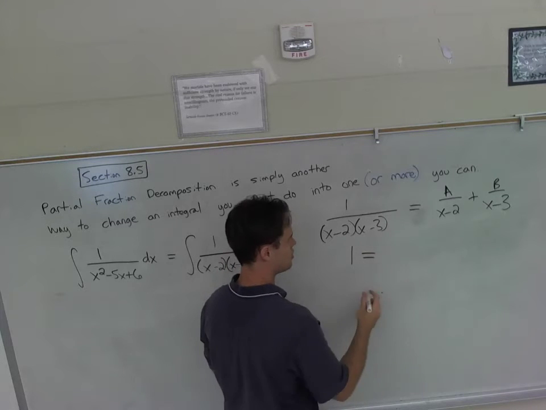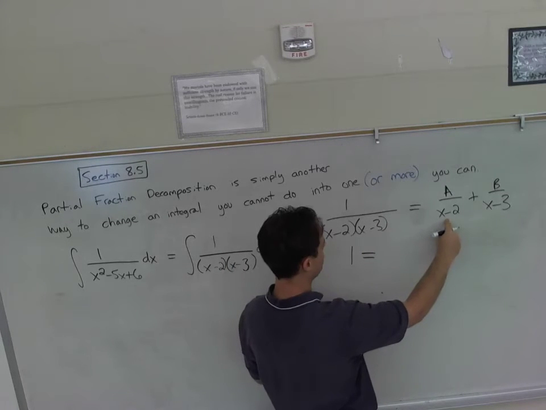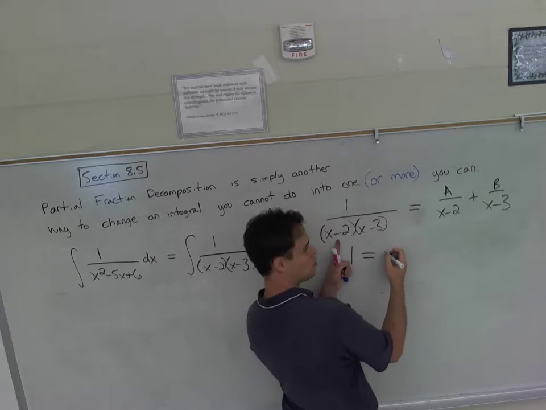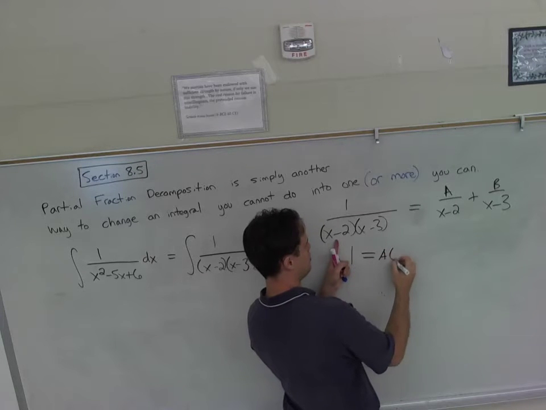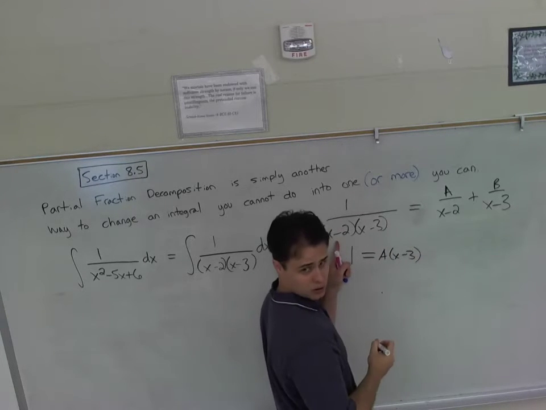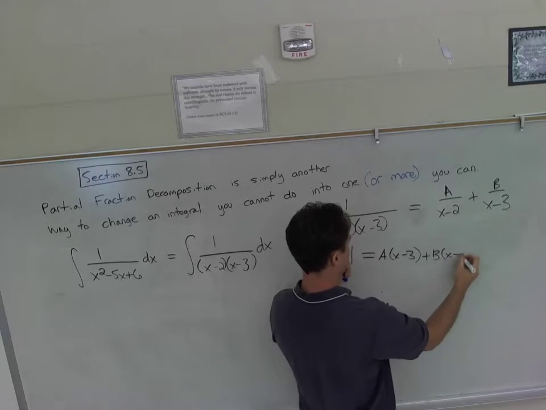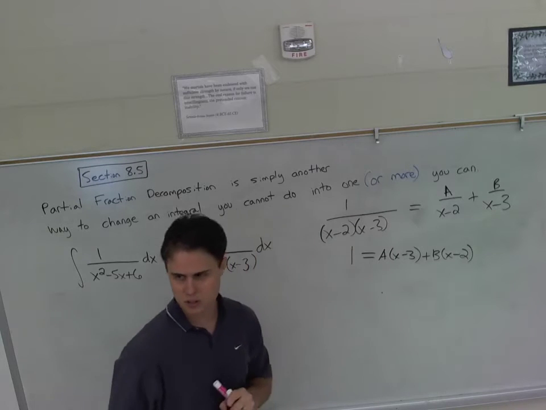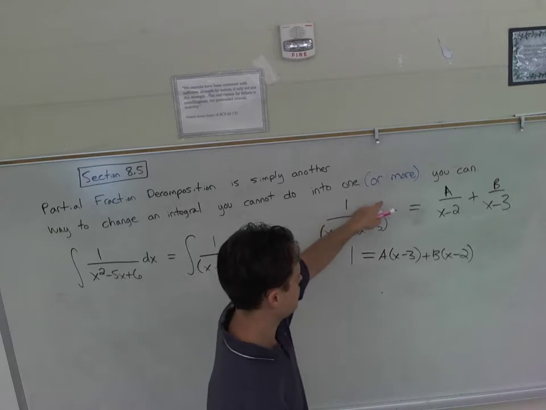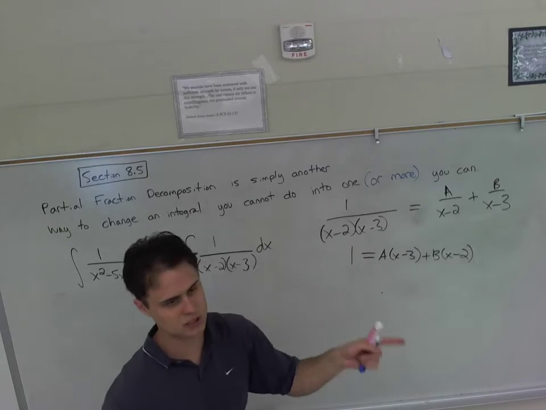1 equals, what happens here? The x minus 2 quantity cancels. You get the x minus 3 left. Are we good? And then on this one, you're going to have a B and the x minus 2 left. Any questions? So if you want to actually put this in a different color on all three of those to see your cancellation, do it.